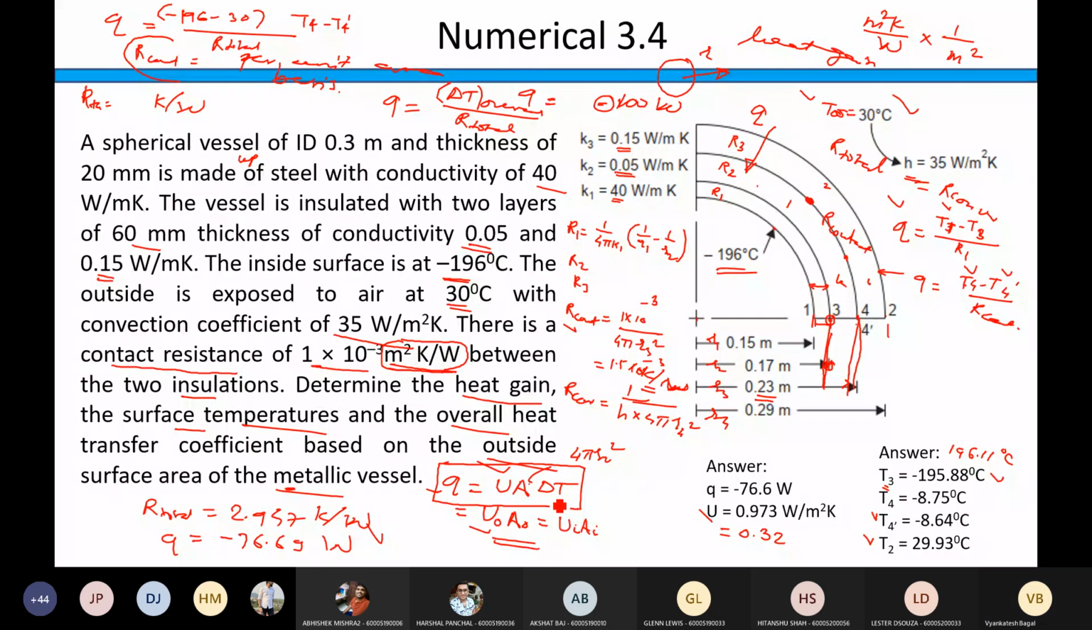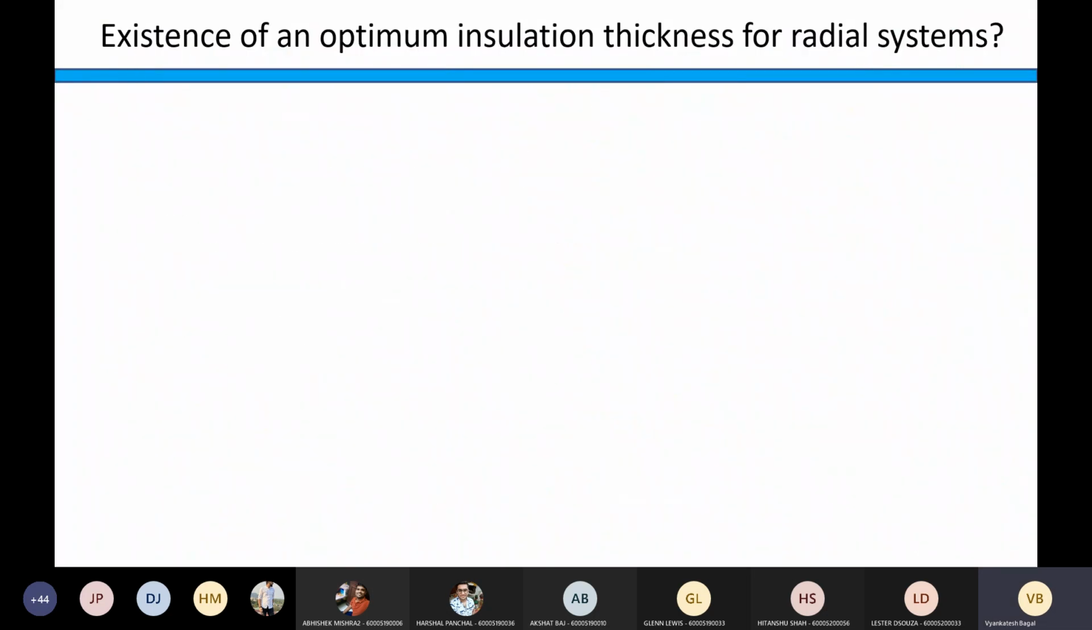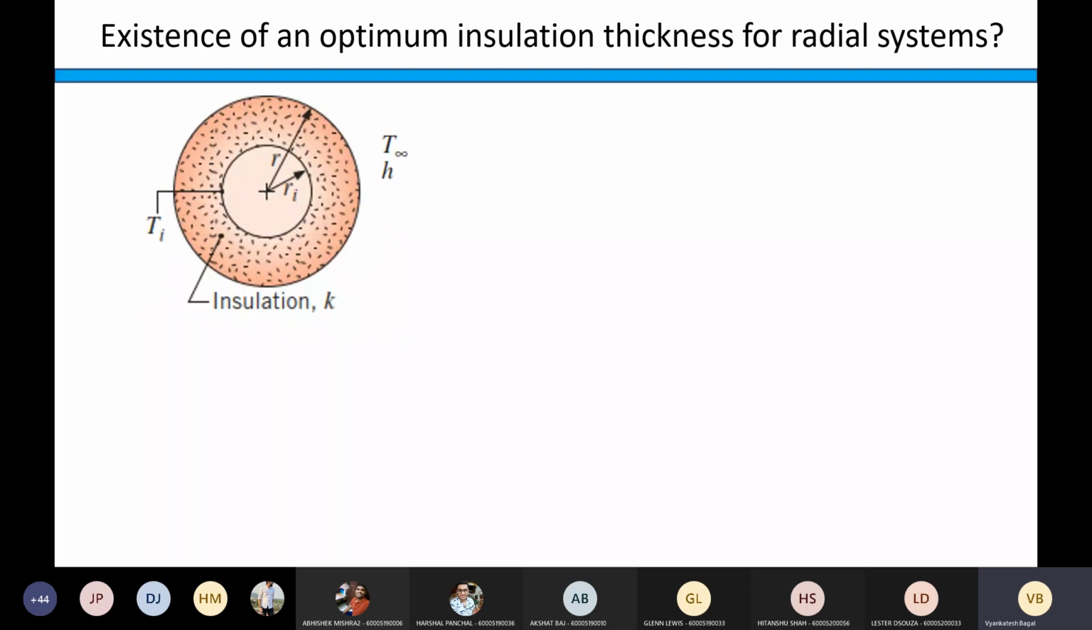Okay. Now moving further, we'll talk about radial systems basically, and we'll try to find out if there is anything like the optimum insulation thickness for that kind of systems, a hollow cylinder or a sphere. So the existence of an optimum insulation thickness for radial systems. We'll try to answer this question. Is it possible? Now look at this diagram. You should draw this diagram along with me.